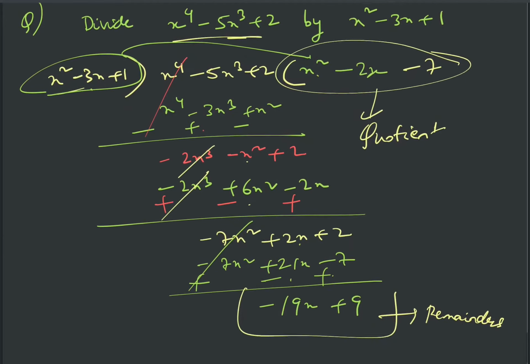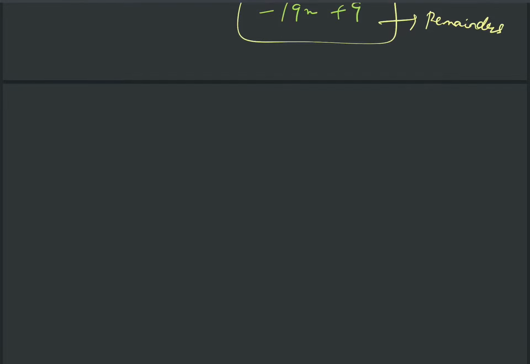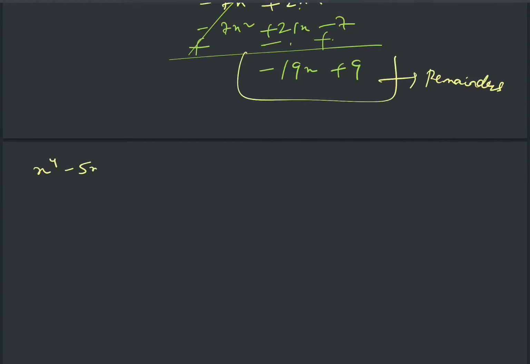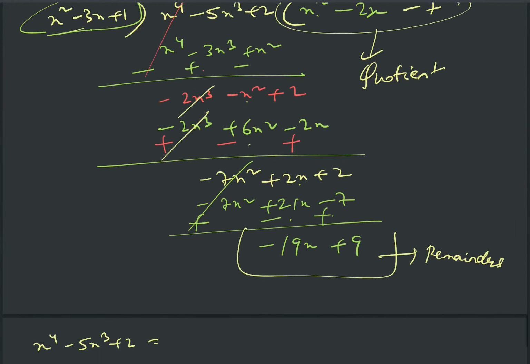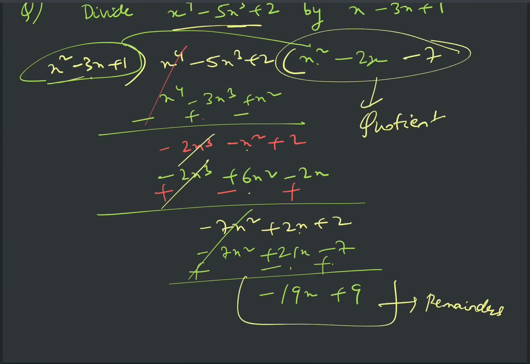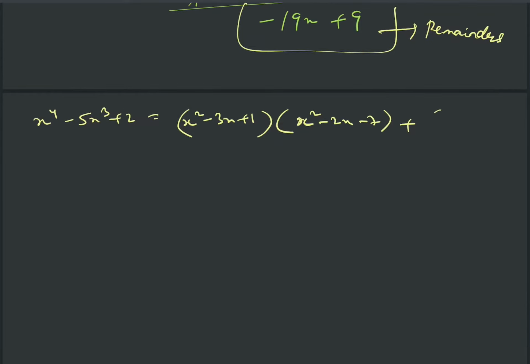So if he is asking to divide, means he is asking about the quotient and the remainder. So again you can write that dividend is divisor into quotient plus remainder. So here the dividend is x power 4 minus 5x cube plus 2, divisor is x square minus 3x plus 1, into quotient. Quotient is x square minus 2x minus 7, plus remainder. Remainder is minus 19x plus 9, right? So this is true, and this is true for all x, right?